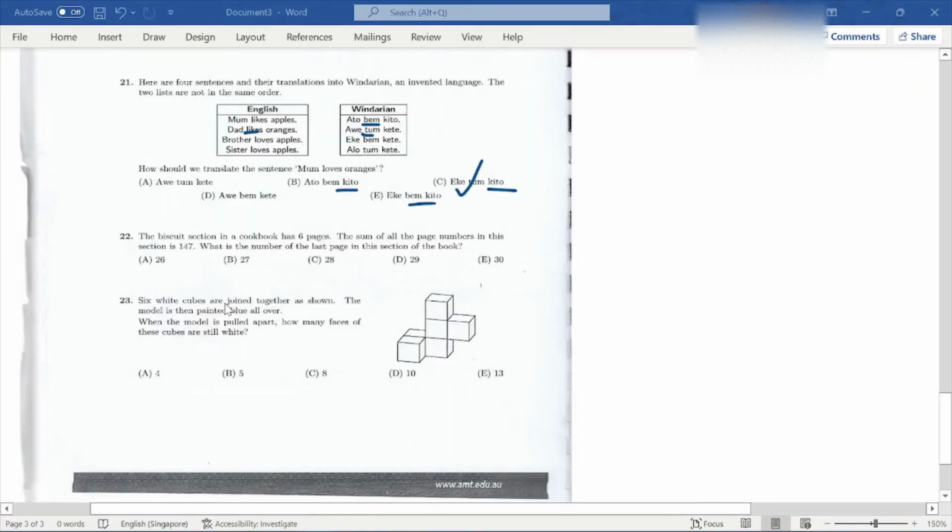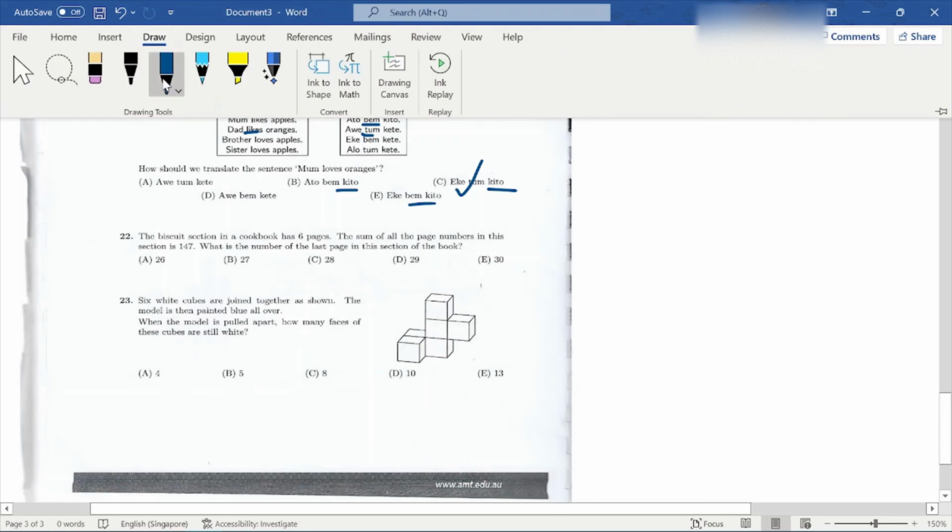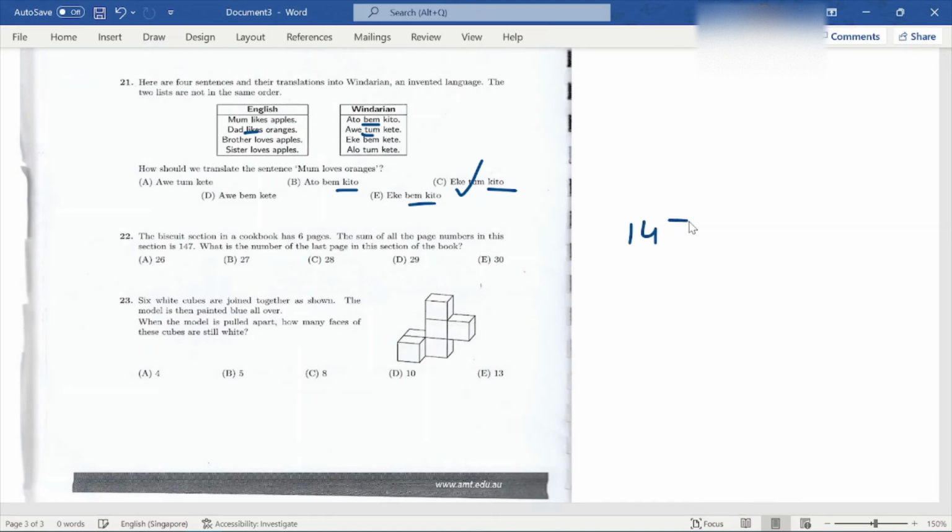So let's get into question number 22. The biscuit section is a cookbook. The cookbook has 6 pages. The sum of all the page numbers in the section is 147. What is the number of the last page in the section of the book? So what we would do is first find out the average number to get closer to the range. There are a total of 147 as the sum of all the page numbers, and there are 6 pages. If we divide 147 by 6, we would get the average of 24, and would have remainder as 3.